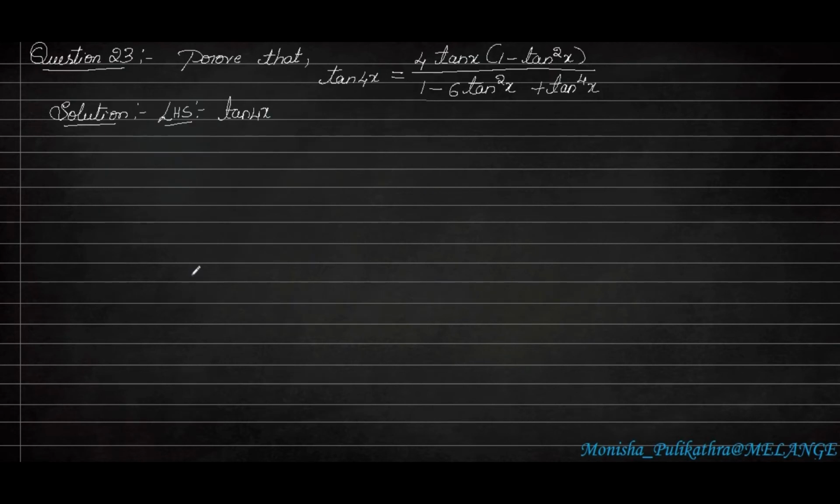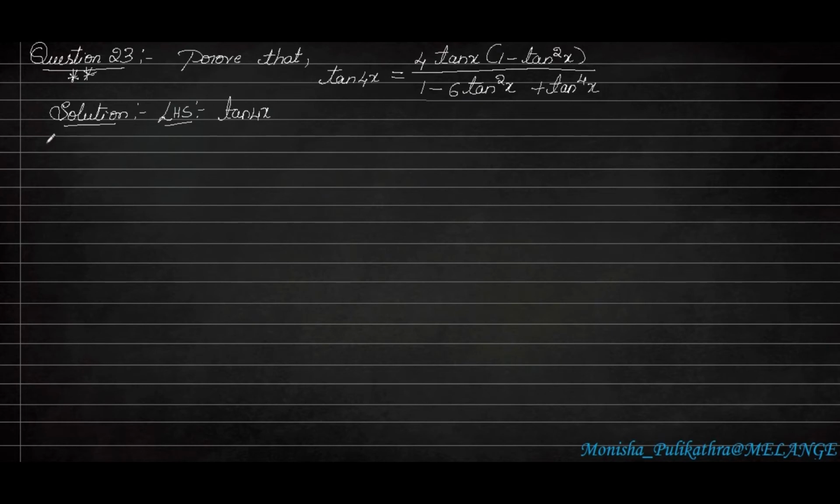Let us move on to the 23rd question. It is little bit lengthier, but it is one of the important problems. So first you have to take LHS, that is tan 4x. By simplifying just tan 4x, we have to prove that it is equal to this many form, that is 4 tan x into 1 minus tan square x whole divided by 1 minus 6 tan square x plus tan 4x. Let us do it stepwise.